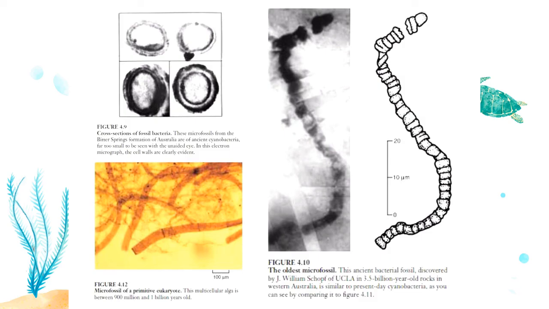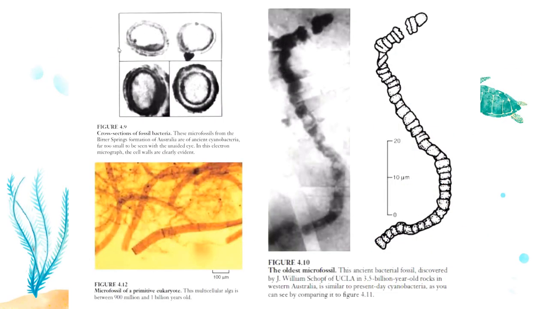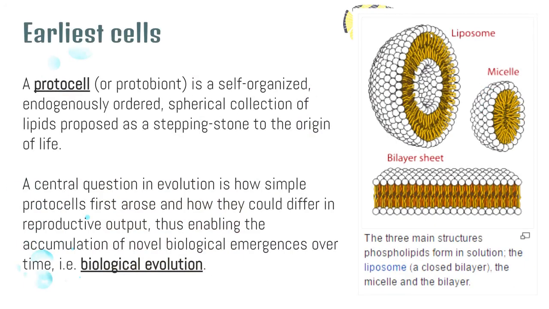Now, these are fossils. So this is a cross-section of a fossil bacteria from Australia. So we see here ancient cyanobacteria, and they're actually quite similar to these proposed membranes of protobionts. So this is how their primitive cell membrane possibly looked like.